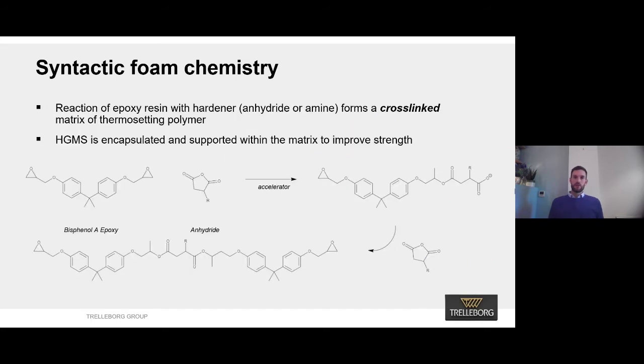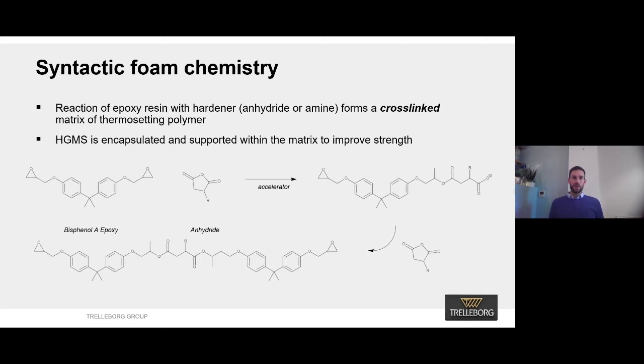So, looking in more detail at the thermoset chemistry, which is typically what we use here at Trelleborg, we would use something like an epoxy resin with a hardener, either an anhydride or an amine, and this forms a cross-linked matrix of thermosetting polymer. The glass microspheres are encapsulated within this resin matrix to improve the strength and give an overall low density, high strength material.